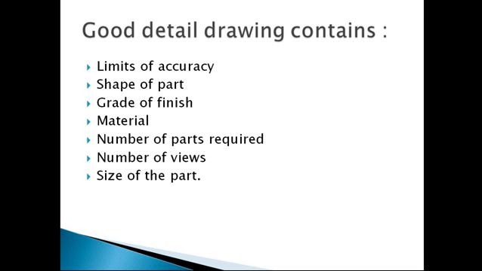Number of parts required. In the detailed drawing, the component may be drawn singly on the sheet, but it may be required two, three or four times in the assembly, so we must define that below. Then the number of views. How many views do we need to draw? Whether only the front view is sufficient, or front and top view, or whether we need front view, top view and side view.